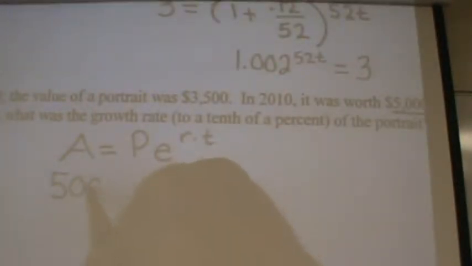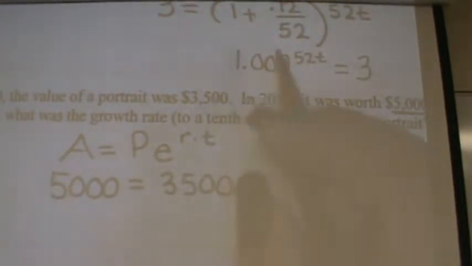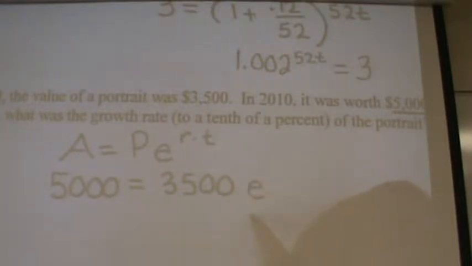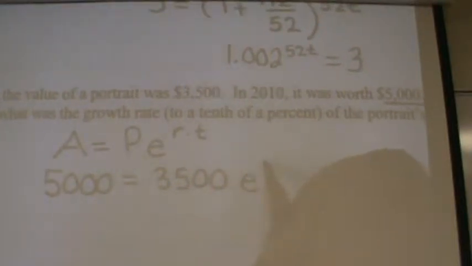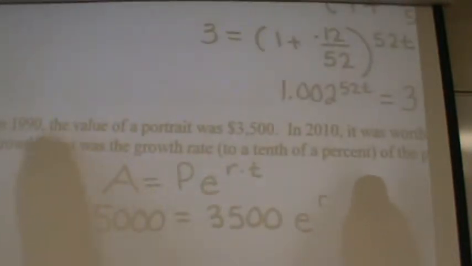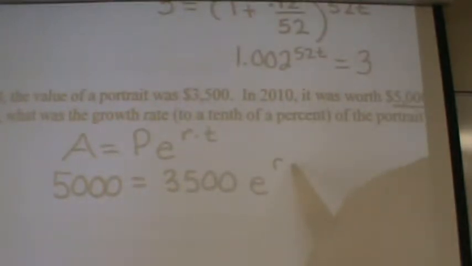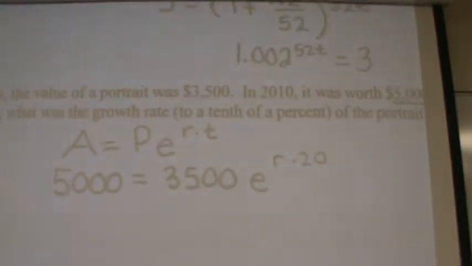Okay, so at the end of this time frame, it was worth 5,000. So the 5,000 is your A value. It began worth 3,500. We don't know what the rate is, so that's going to be our unknown, our variable. And the time, how much time passed from 1990 to 2010? 20 years. How will you solve that problem?